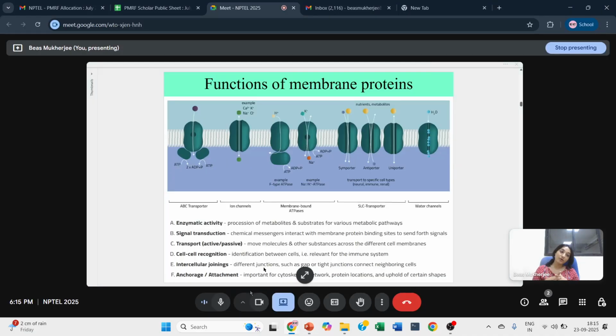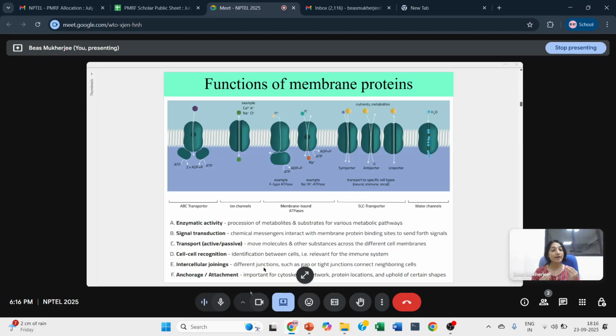Now, we'll talk about some of these membrane proteins and their functions in general. Membrane proteins can be of different types. For example, there can be ABC transporters, ion channels, and membrane bound ATPases. ATPases help in ATP generation. And then there can be SLC transporters, and there can be water channels. Water channels help in transport of water molecules.